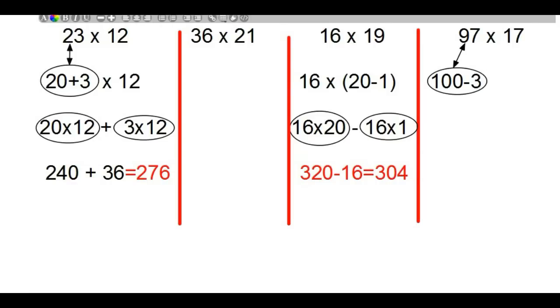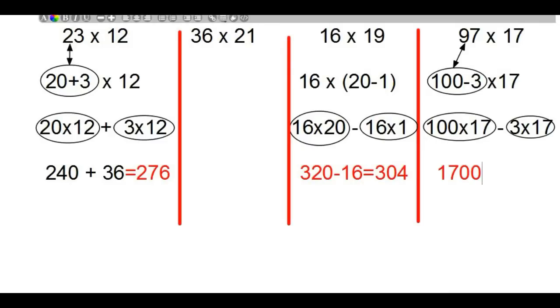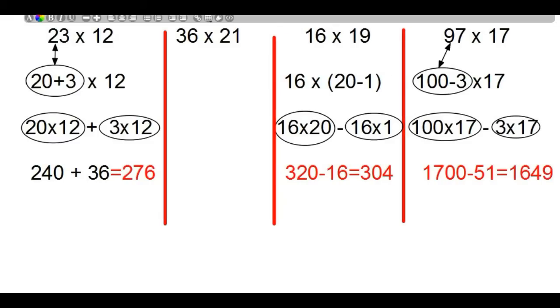So, we know that 17 which has to be taken 97 times can be first taken 100 times and then returned 3 times. 17 into 100 is 1700. And 17 into 3 is 51. If you have no idea what 17 into 3 is, then again break 17 as 10 plus 7. So 17 into 3 will become 10 into 3 plus 7 into 3. Subtracting 51, you can directly say that 1700 minus 51 is equal to 1649.